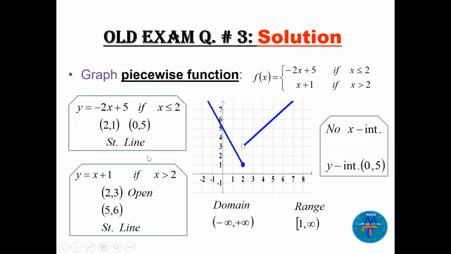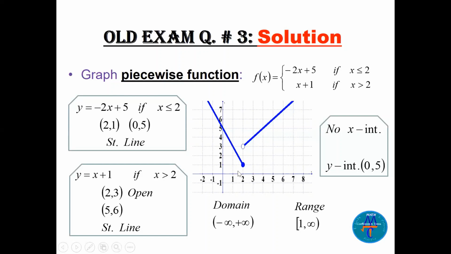Now, the second piece, x plus 1, x greater than 2. Be careful here, there is a little trick. X greater than 2. So the important question: which number do we start with? 2. But we make it open. So I put 2 there in the function, 2 plus 1, 3. 2, 3 is the first point, open, not included, because there is no equal here. Then I take another point greater than 2, I take 5, it becomes 6. So 5 and 6 is there. So I join the line.